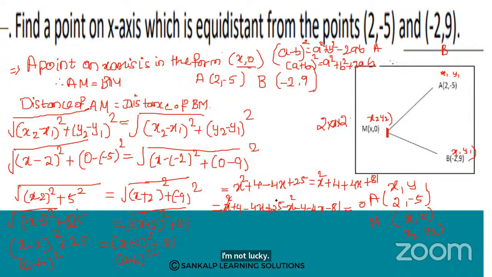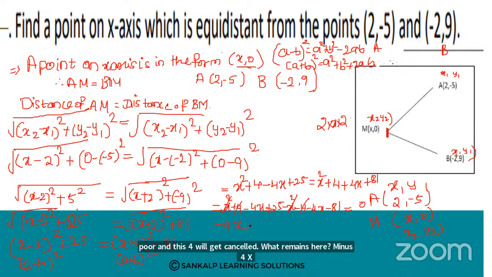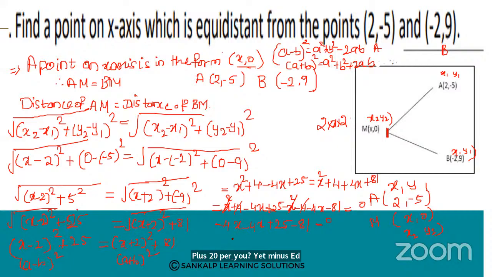Now this x square and this x square will get cancelled. This 4 and this 4 will get cancelled. What remains here? Minus 4x. Here minus 4x plus 25. Here minus 81. Okay. Now minus 4x, it is minus 8x. Here plus 25 minus 81. 81 minus 25, how much? It is minus 56. Okay, minus 56.